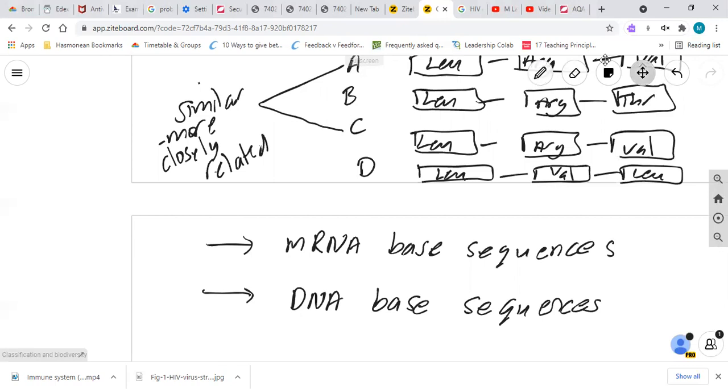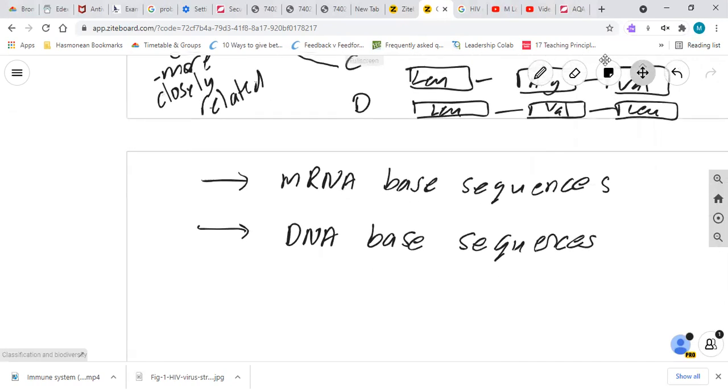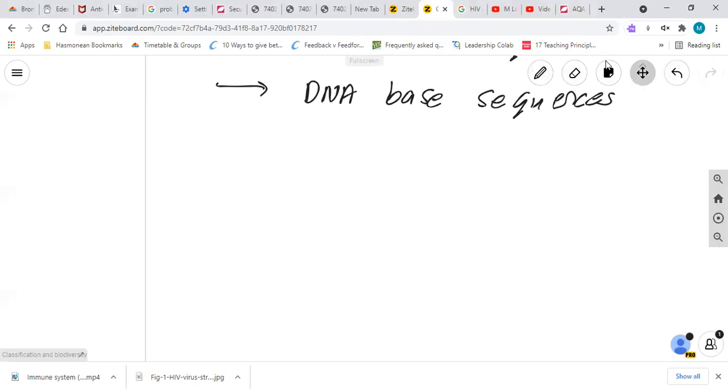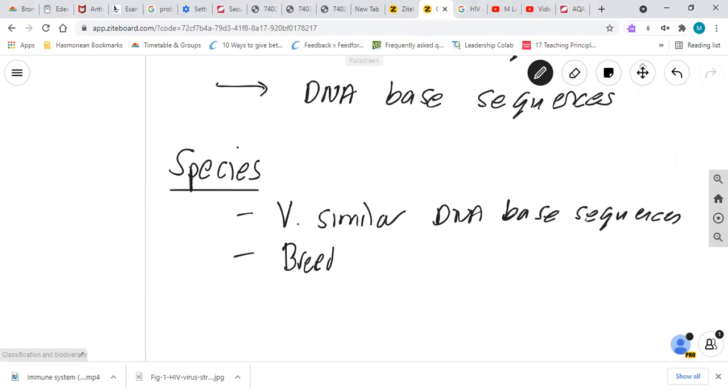It might allow me to determine whether species are related to each other or whether organisms belong within the same species. So if we look at species specifically, obviously species are going to have very similar DNA-based sequences. We know that they can breed and produce fertile young.